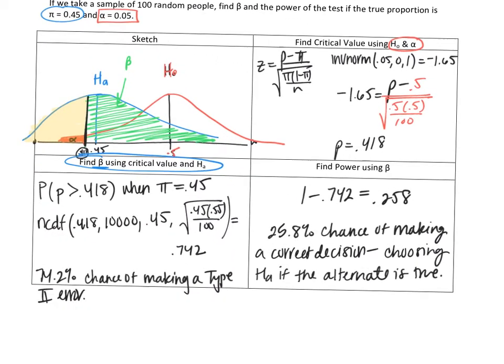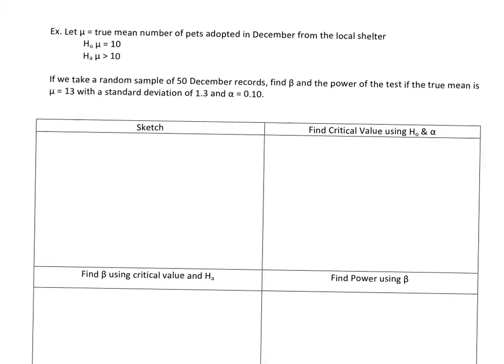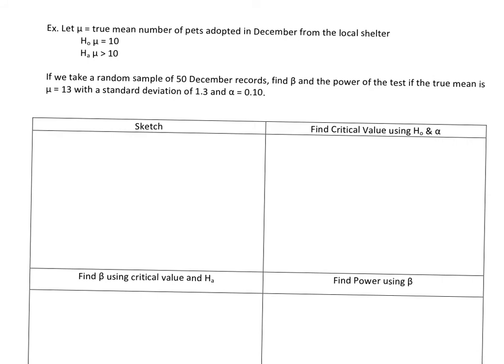Okay, let's move to the next example. This is now numeric data. Above we were dealing with categorical, and now we're using numeric. Let mu equal the true mean number of pets adopted in December from the local shelter. The null is that mu equals 10. The alternate is that it's actually greater. If we take a random sample of 50 December records, find beta and power of the test if the true mean is 13 with a standard deviation of 1.3 and alpha is equal to 0.10.